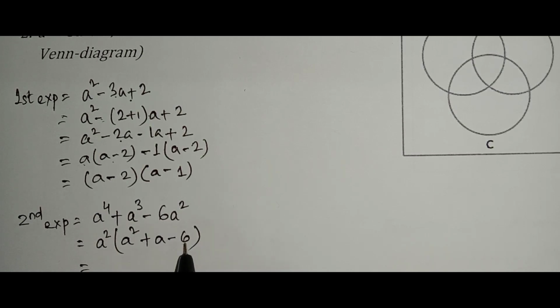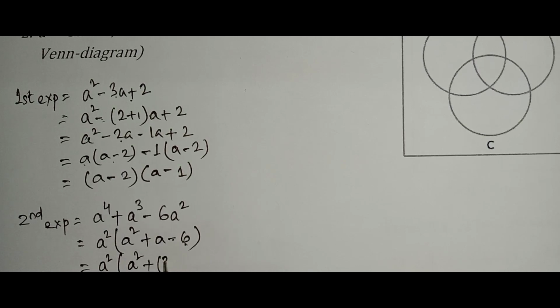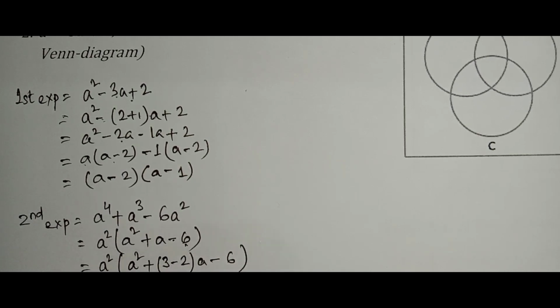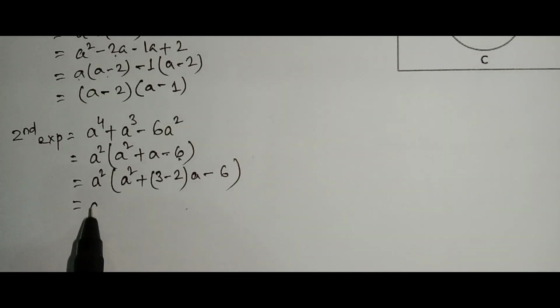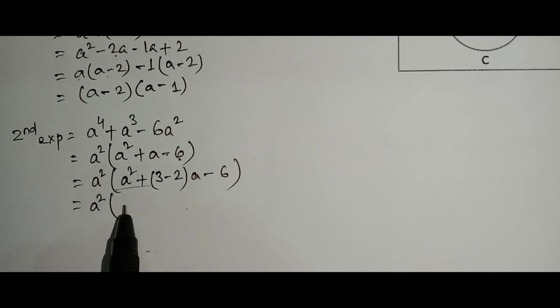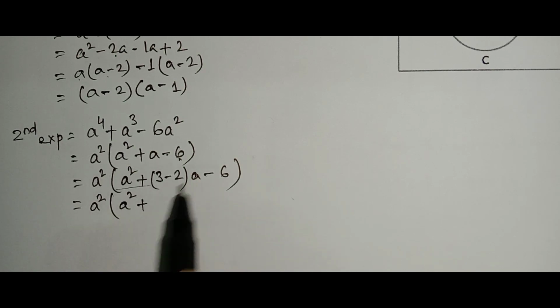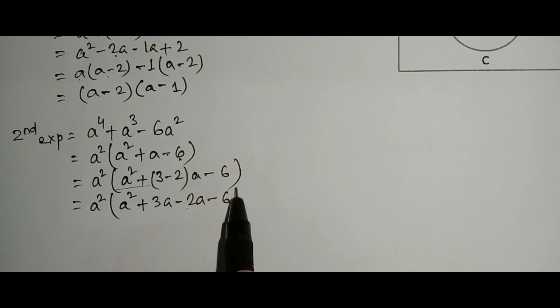So I have 6 here. If I find the factors of 6, I get 1 into 6 and 2 into 3 is 6. So subtracting I should get 1. So I'm going to write here a square times a square plus 3a minus 2a minus 6. Then I have a square. Inside this I have a square plus 3a minus 2a minus 6.